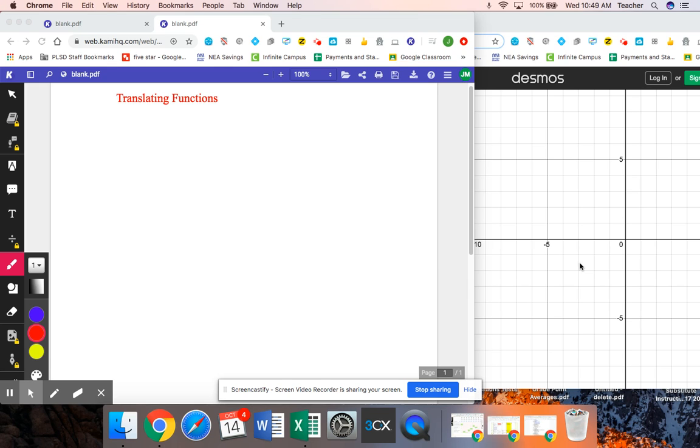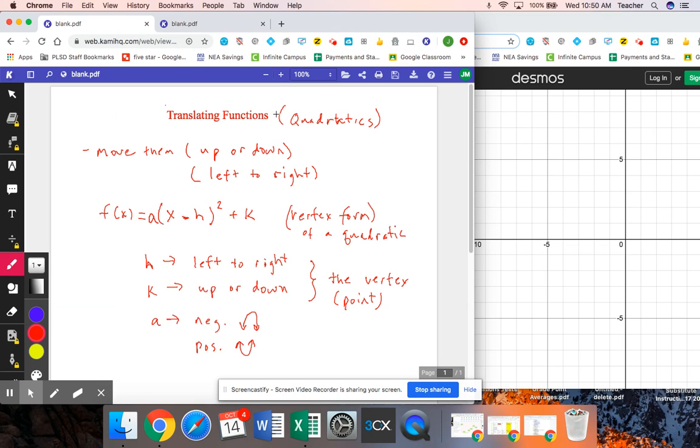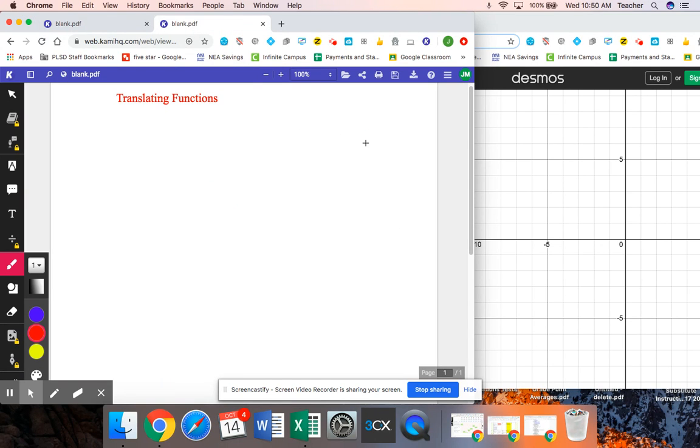All right, we're back with translating functions. We've already started with the introduction and we introduced it by translating quadratics. This time I want to introduce translating, it's the same idea but a different type of function. And we're going to do the absolute value function. All right, there's nothing super fancy about that.